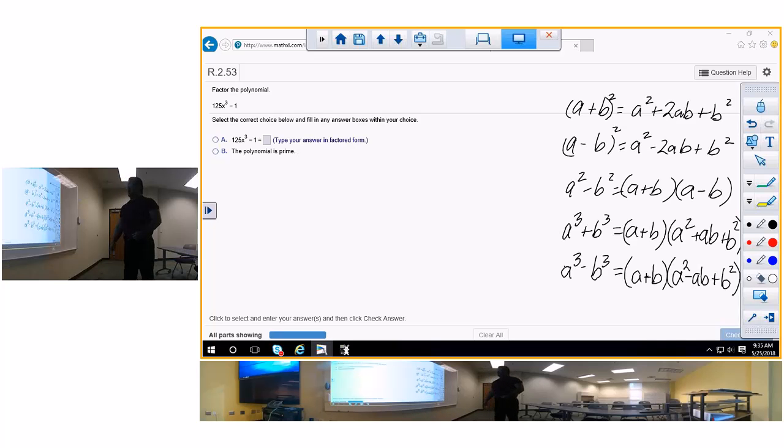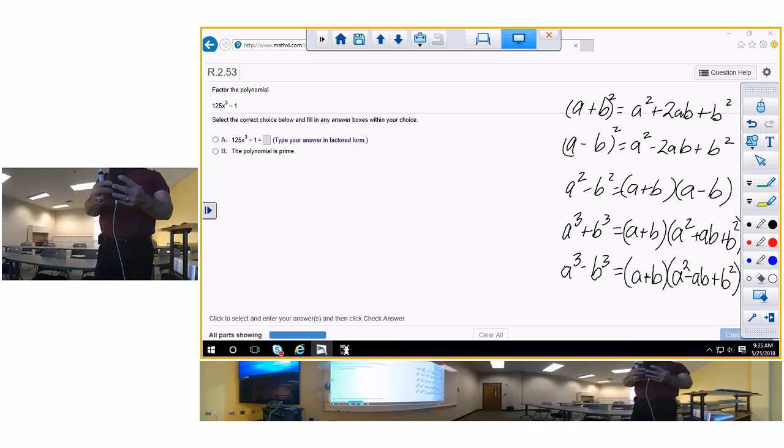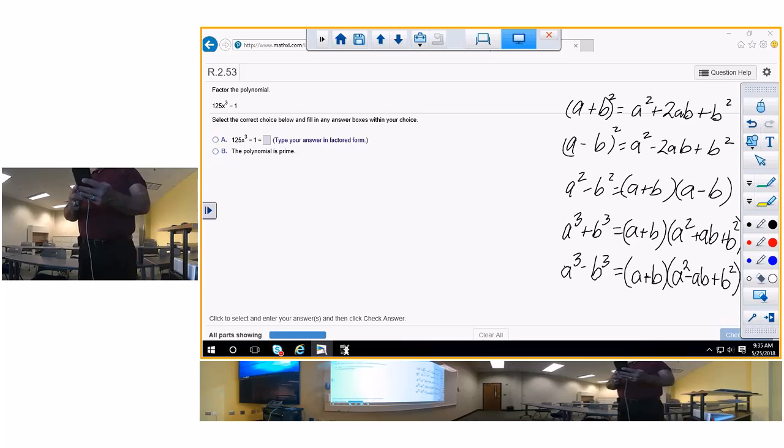So those are your 5 shortcuts, and they go in that order, 1, 2, 3, 4, 5. Now, if you don't know them, then you're at a loss because you should have been taught those before you get to Math 110.